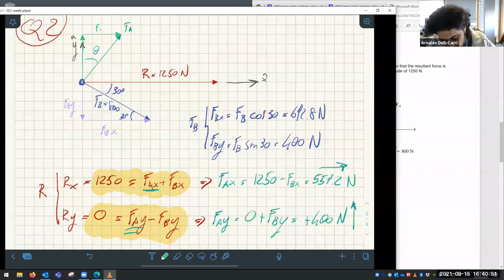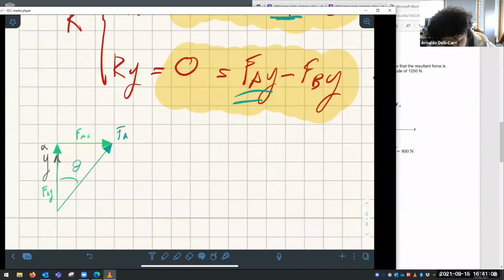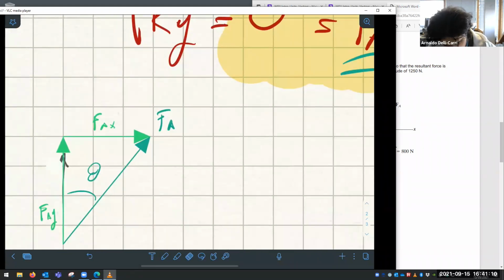This is FAX and this is FAY. And let me take this out here. Make it a bit smaller. And let me clear this one, this one, this one, this one. There you go.